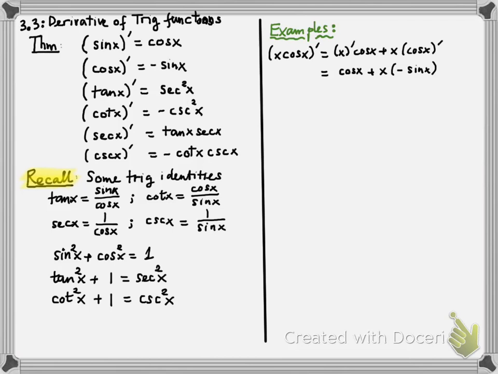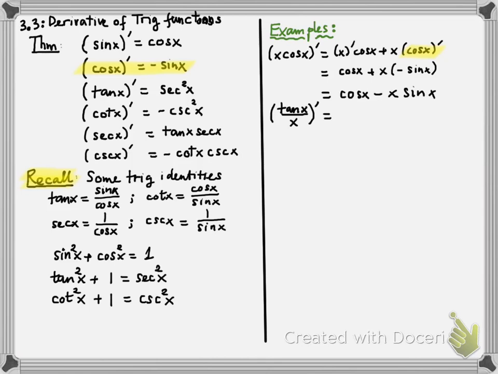negative sine of x, in which we use the formulas that are highlighted, as you can see over there. So again, derivative of cosine of x is negative sine of x, and then we can rewrite the formula as cosine of x minus x sine of x. And that's how we use product rule together with derivative of trig functions for this example.